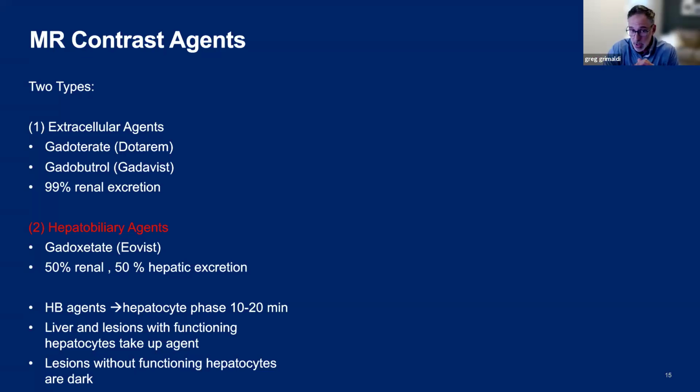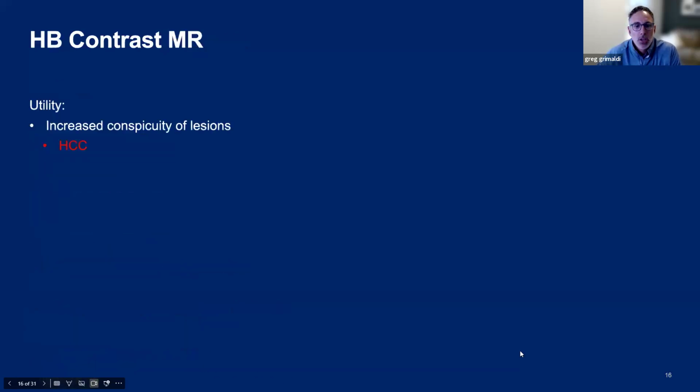So actually at 10 or 20 minutes, we see contrast in the biliary tree, which can help us to look for things like bile leaks in the postoperative setting, help us to look for biliary strictures or biliary anatomy if we're doing a liver donor study. But also, we should know that the liver and lesions with functioning hepatocytes will take up the agent, and lesions without functioning hepatocytes are going to be dark. So let's show some examples of how Eovist may help us.